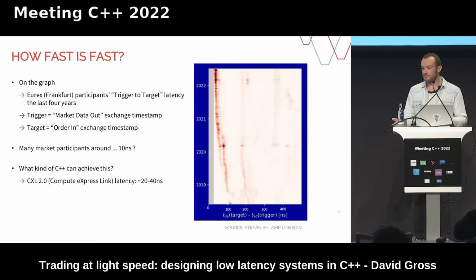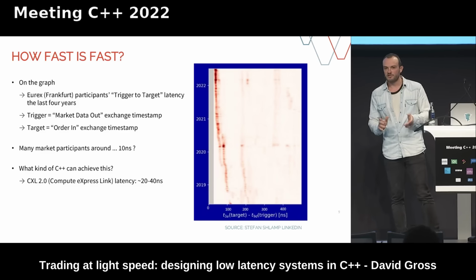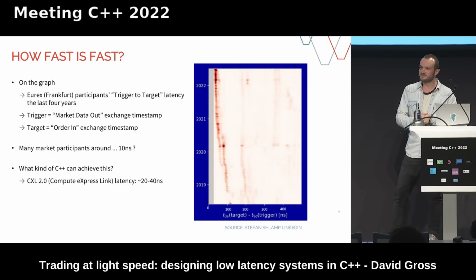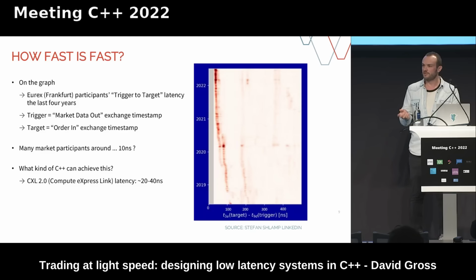So where are we nowadays? Things change a little bit. Things always change very quickly on financial markets. What you can see on that slide on the right is what we call a trigger to target latency. A bit of a technical term that I will explain in a bit. It's on Eurex, the biggest European exchange. It's actually in Germany, in Frankfurt. And so what is this trigger to target latency?